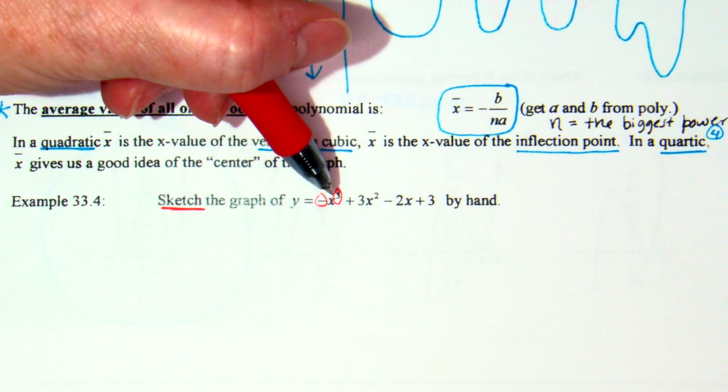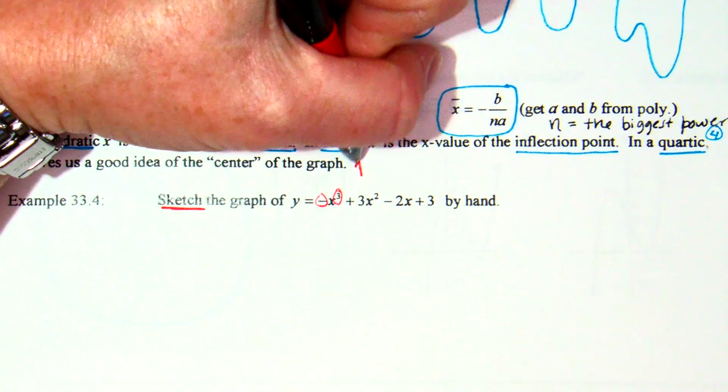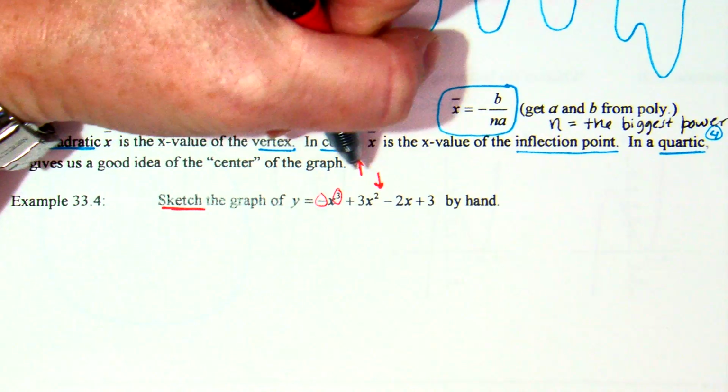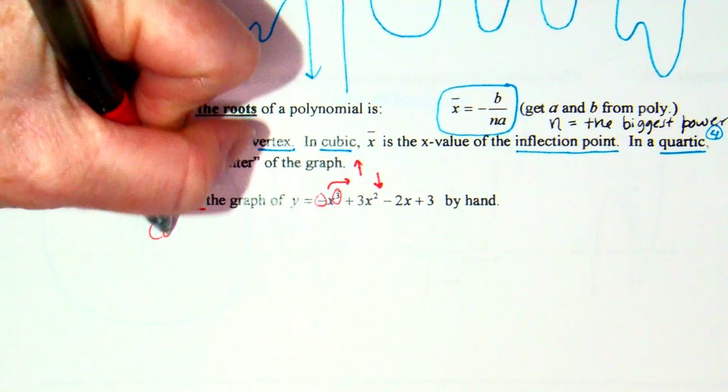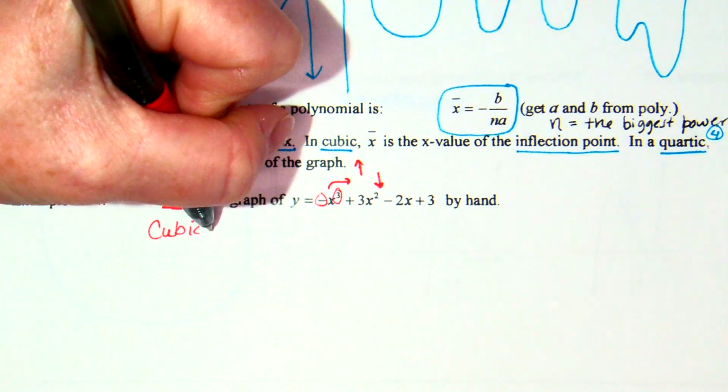It's either down, up, or up, down. Because it's negative, it's going to start up and end down, yes? Okay. What kind of graph is this overall that I'm sketching? Okay, because it's a cubic.